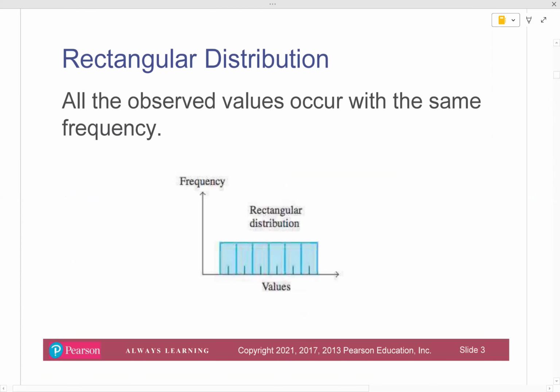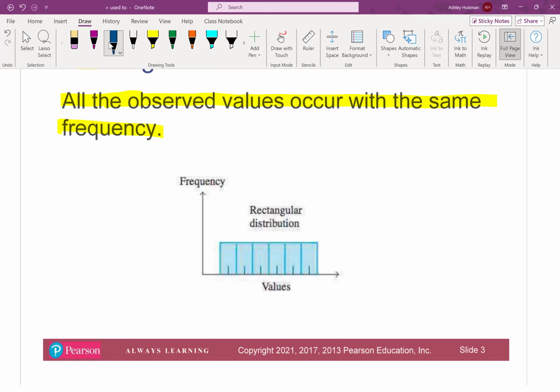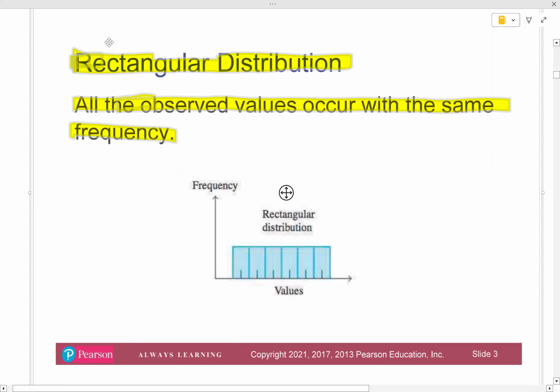But before we get into all that, let's talk about what is a normal distribution and what other kinds of distributions there are. This one you don't see very often, but it is a thing. It's possible. A rectangular distribution is when all the observed values occur with the same frequency. That doesn't happen very often.